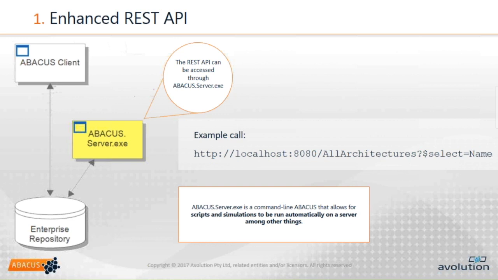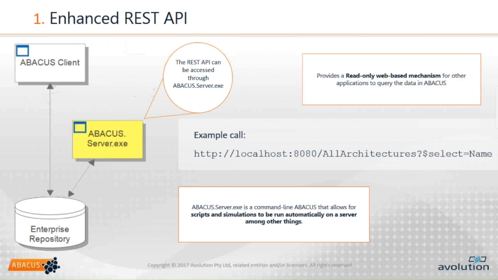It is accessible through the abacus.server executable that's included with ABACUS. If you're not familiar with that, it's basically a command line ABACUS. It's included with the installation package. You can install that on a server, and you can use that to automate scripts and various other things in ABACUS so you don't have to manually do them.